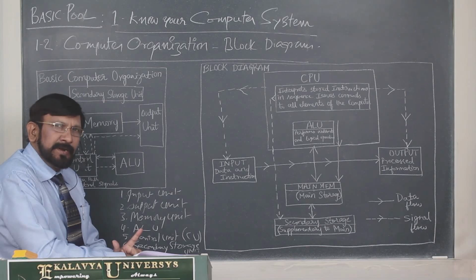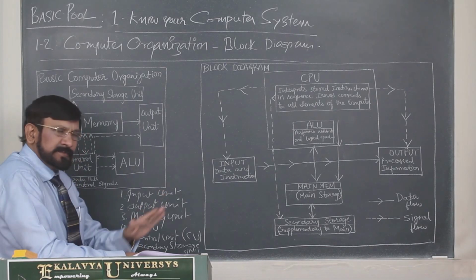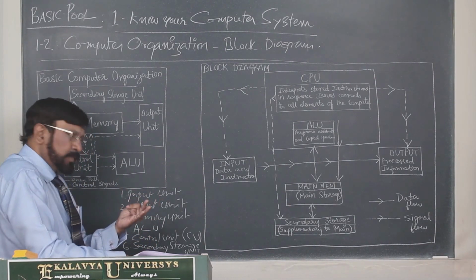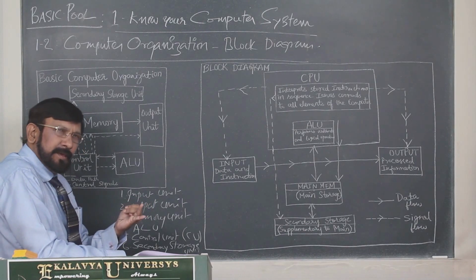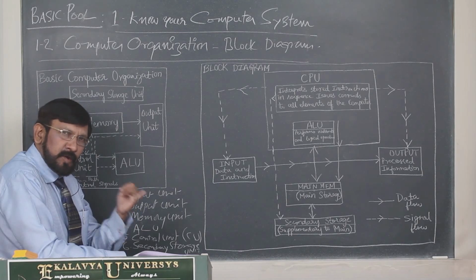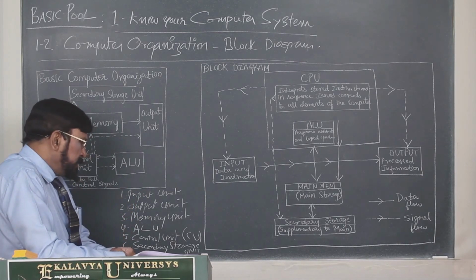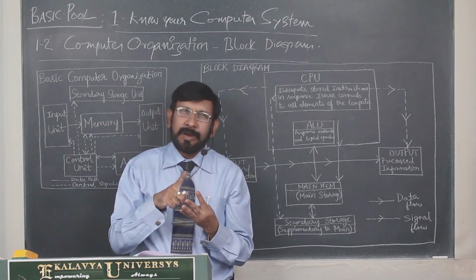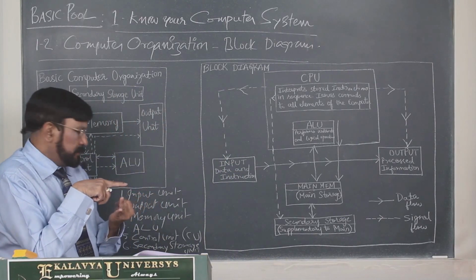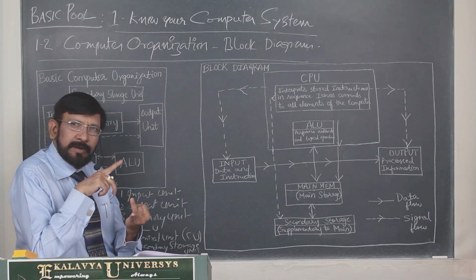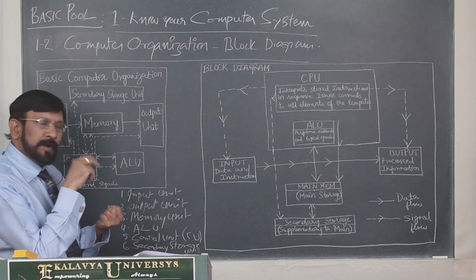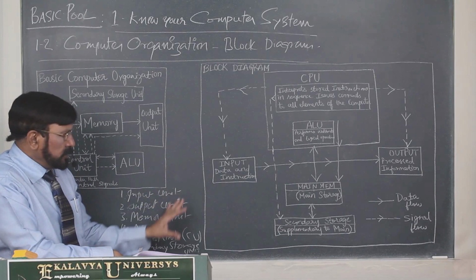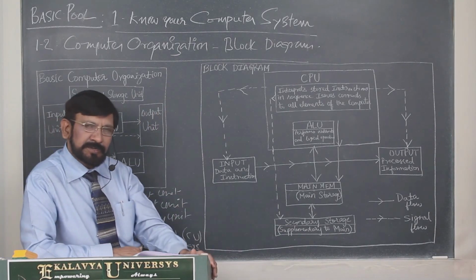Now, first, depending on the functionality, we can classify all the components of a computer into 6 groups: input unit, output unit, memory unit, ALU, that means arithmetic and logical unit, control unit, and secondary storage unit. Once again, I repeat that: input unit, output unit, memory unit, ALU, arithmetic and logic unit, control unit, and secondary storage unit. By the composition of all these units, a computer system is developed.